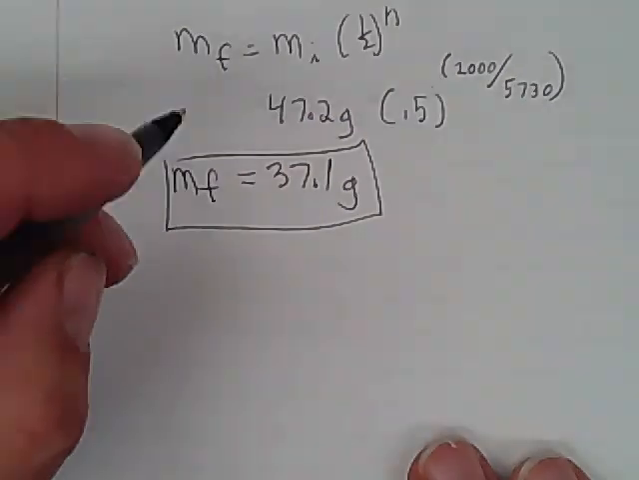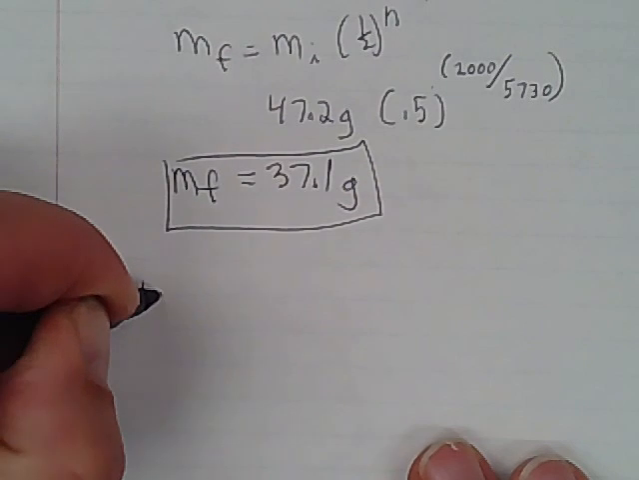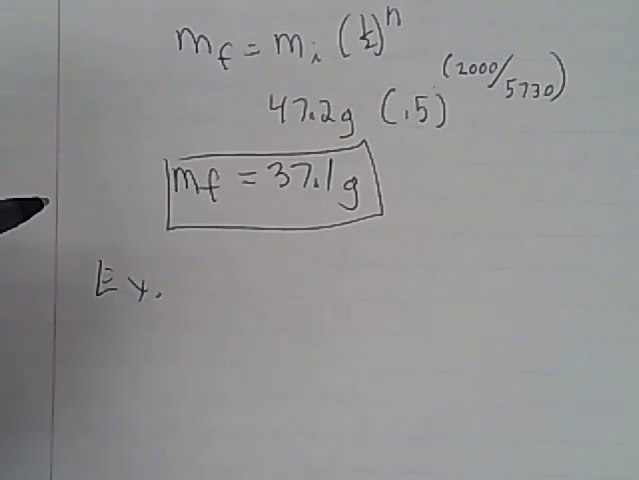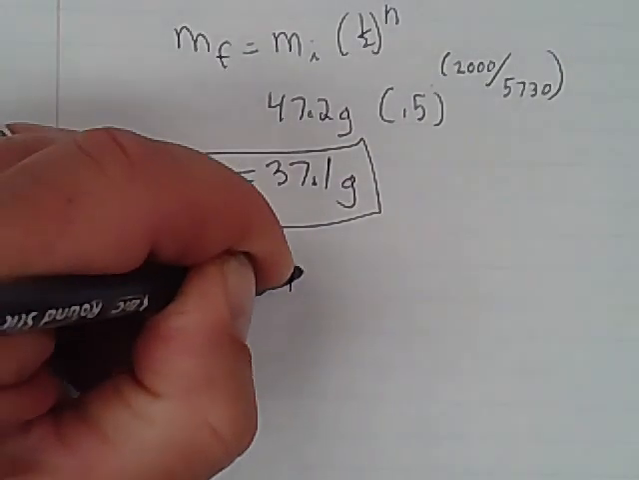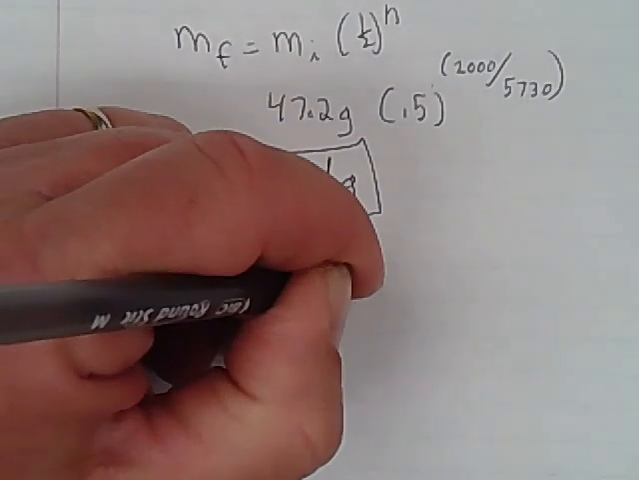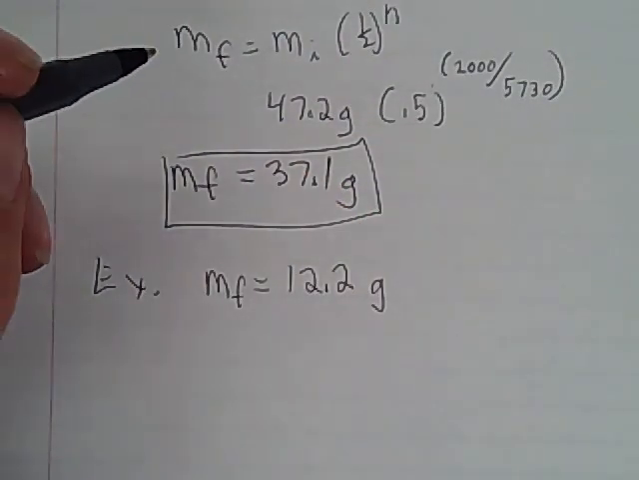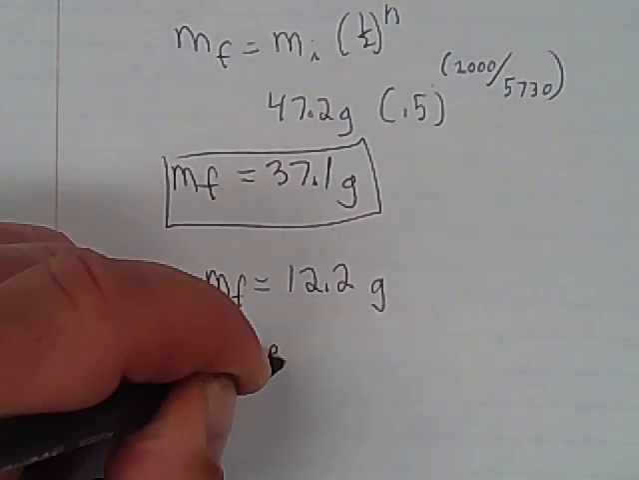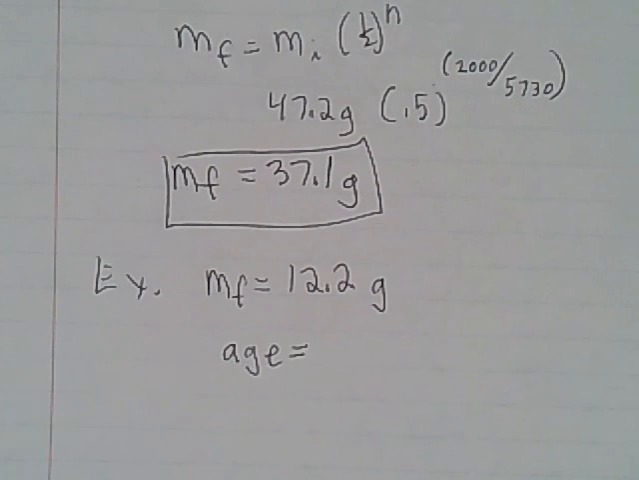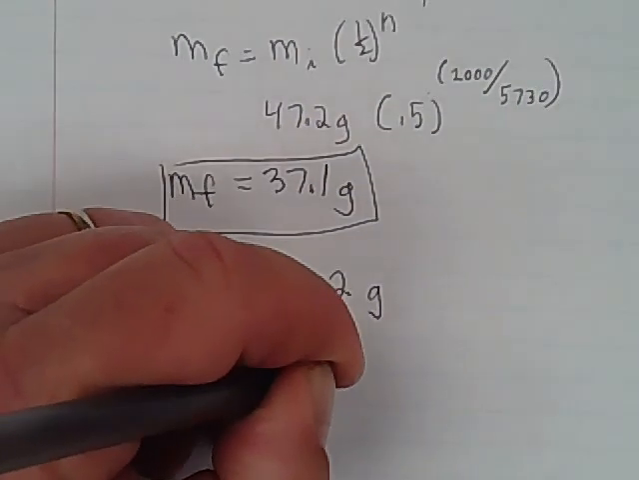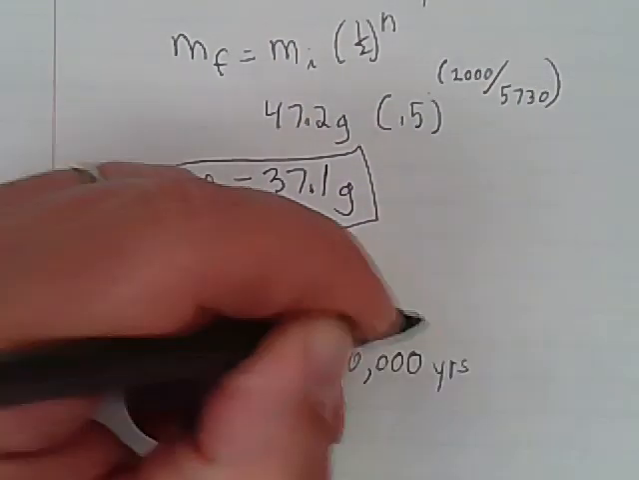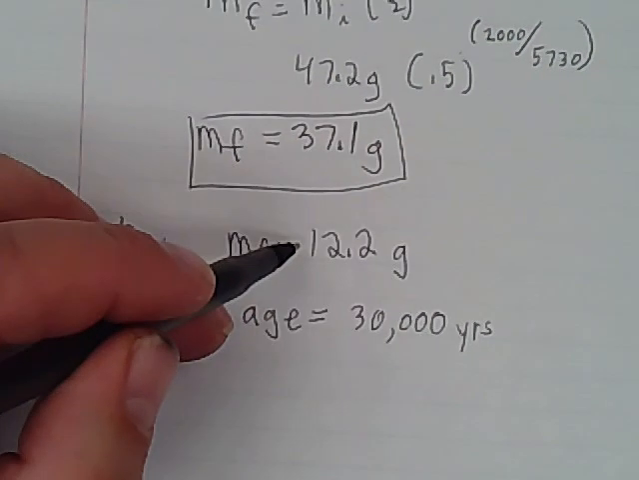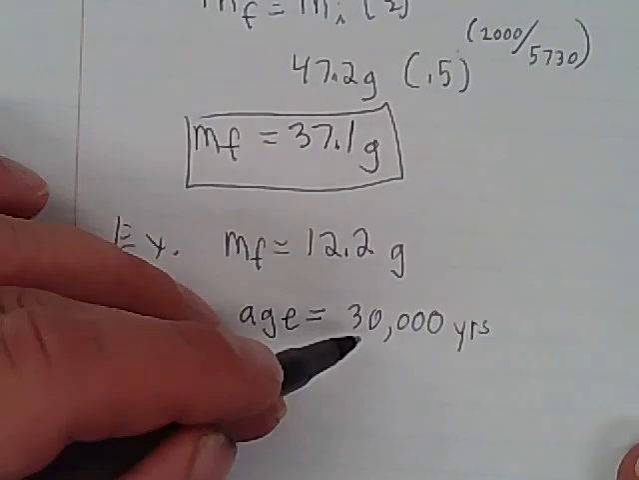I suppose finally, what if I only knew the age and the final mass? Okay, suppose I have a final mass of 12.2 grams. Probably should not do micrograms, should just do grams. And I happen to know that the age of this sample is 30,000 years. If this is what I have left after 30,000 years go by, how much did I start with?